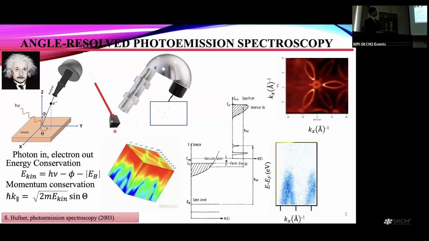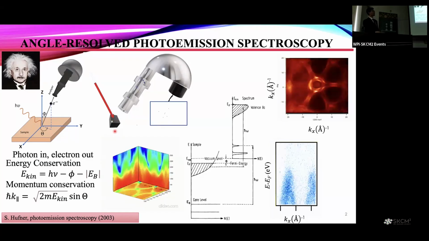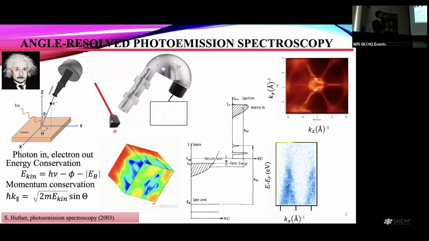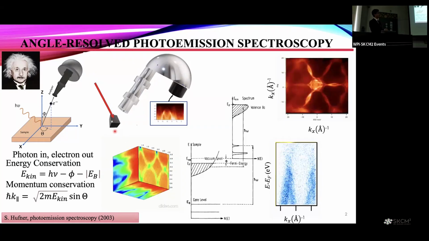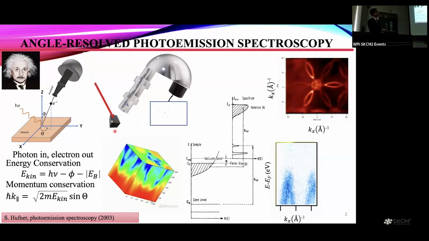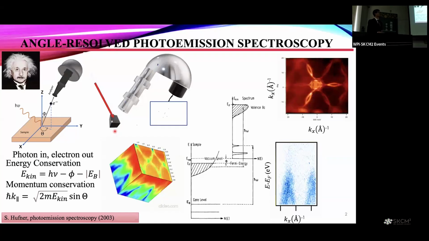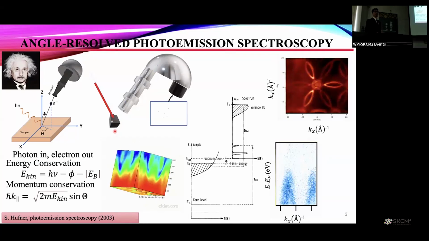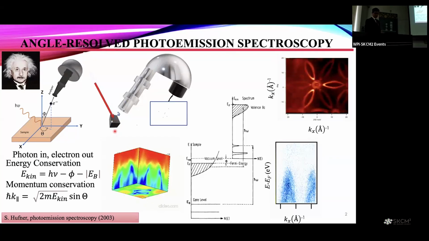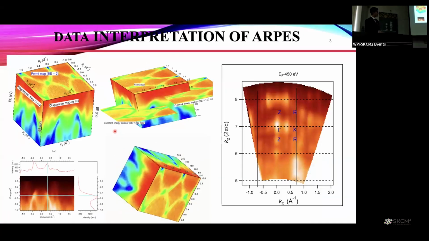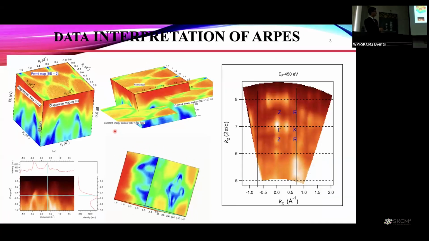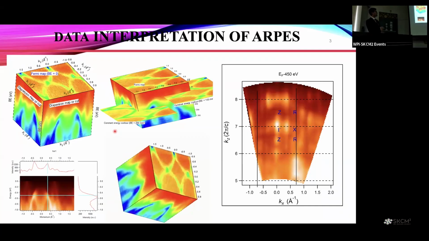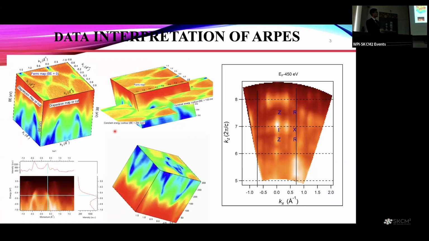So we can plot the momentum and binding energy along the in-plane directions, and you get the Fermi surface. Or if you take cuts at higher binding energies, as you can see in this movie, then you can also get information about the constant energy contours at high binding energies. So basically you can get a 3D map. You can map the in-plane momenta as well as the out-of-plane momenta.